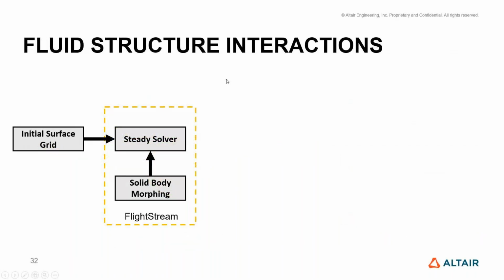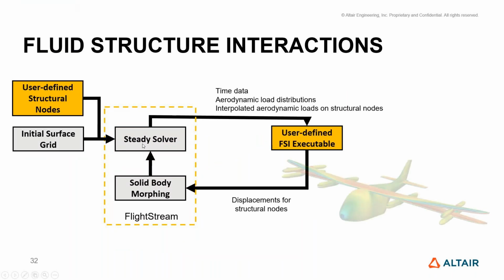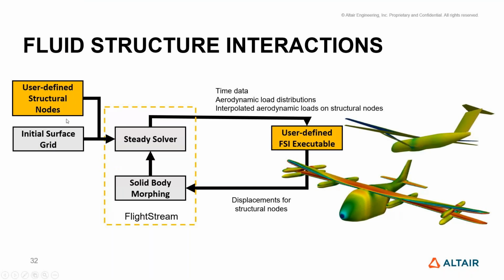Talking about the fluid structure interactions, as you remember in the key ideas, we were talking about fluid structure interactions. So initial surface grid can be passed on to the structural solver. User-defined structural nodes also can be done. Then you can write and map the results to the MATLAB code. You can either map that to OptiStruct or Nastran, and then pass on those displacements again to the solid body morphing.